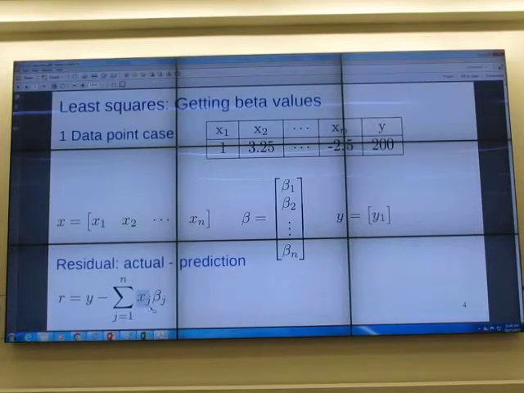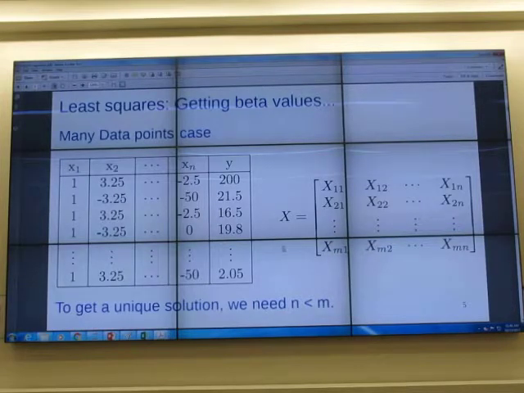Okay, so x is the data value, right? So residual is actual minus prediction. What if we have many data points? I have x1, x2, x3 until xn. So x1 is just 1. x2 is 3.25 minus 3.25, 3.25 minus 3.25, and so on. xn is just minus 2.5, minus 50, minus 2.5, 0, 2.5, like a sine curve or something. And y, that's the y value.